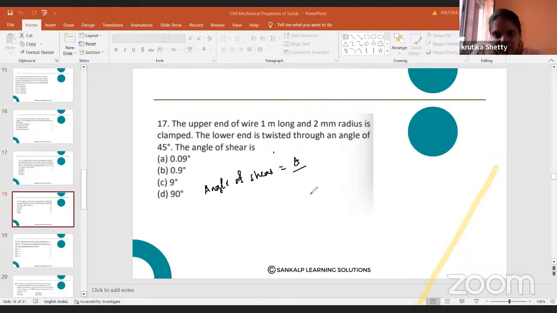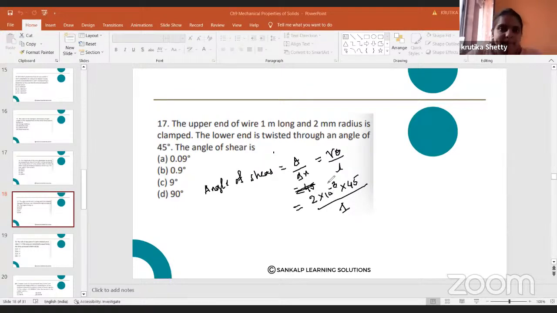Theta is 45 degree, as they are saying, right? Delta x is nothing but what? Here we will consider it as r theta upon L. So substitute the value here: 2 into 10 raised to minus 3 into theta 45 divided by L is 1. So 45 into 2 is 90, right? Into 10 raised to minus 3. Which option comes? Option A, it is option A. Yes, okay, so take down option A. I hope the solution is clear to you.